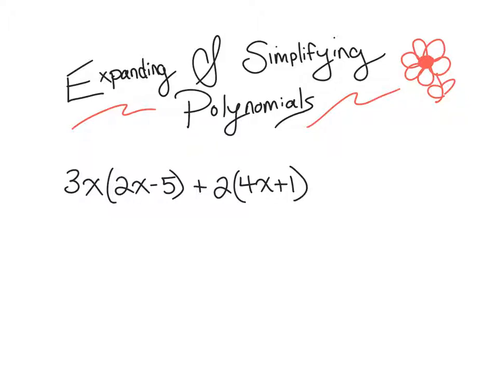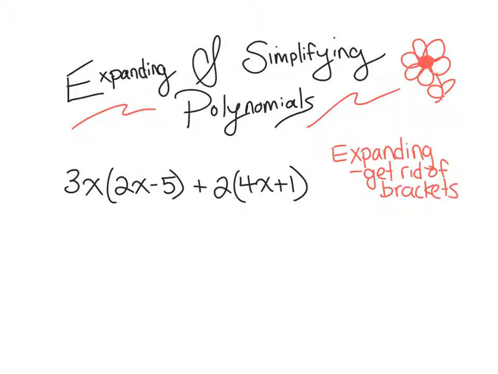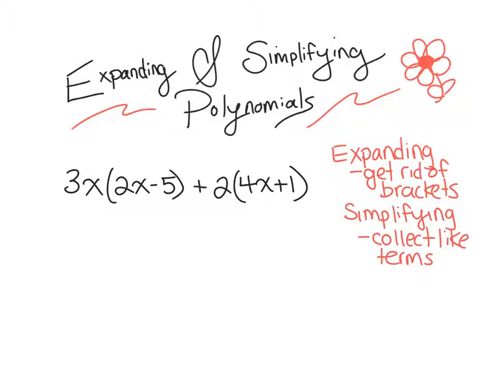And we're not solving anything. All we're doing is basically expanding, which means we want to get rid of brackets. So we don't want those brackets there anymore. And we're doing something called simplifying, which is another way to say collect all your like terms. So that's what we're doing. We're expanding and simplifying. And this is our expression. So we're not solving or anything like that. We're just expanding and simplifying.